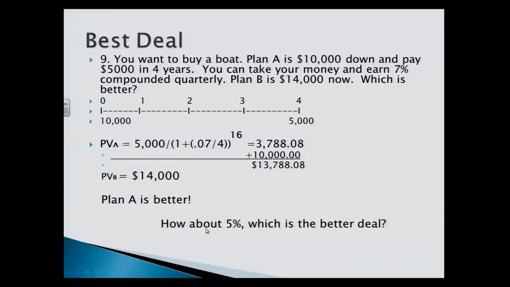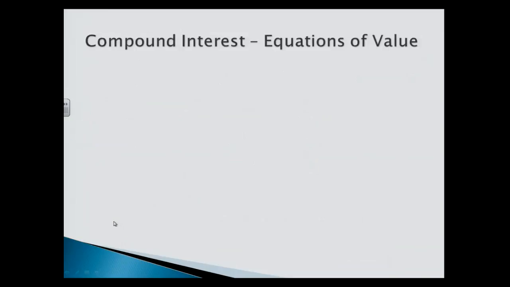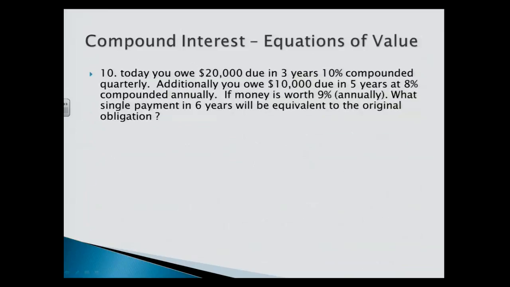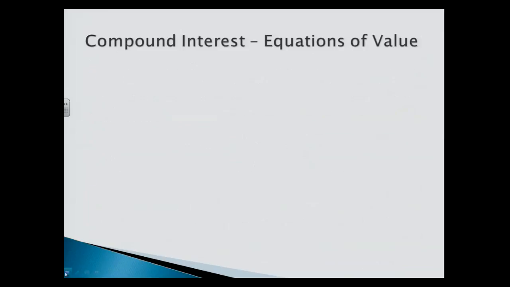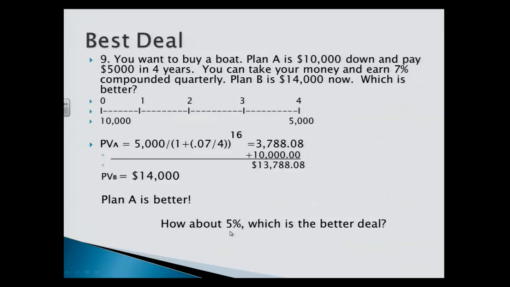Let's change the interest rate to 5%. Same exact problem, but instead of 7%, money's only worth 5%. We're going to equate everything for now. Right now, our focal point is now. When we do it this way, Plan B is better.